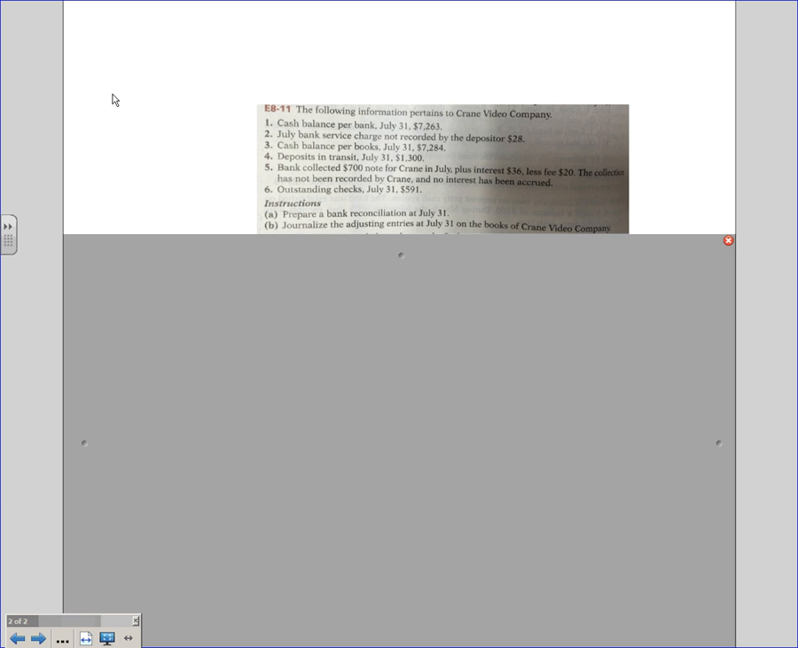Again, this is a snippet taken from your workbook or textbook so you can write on it. The following information pertains to Crane Video Company. In number 1, that's the bank balance. In number 3, that's the book balance. Do the numbers match?